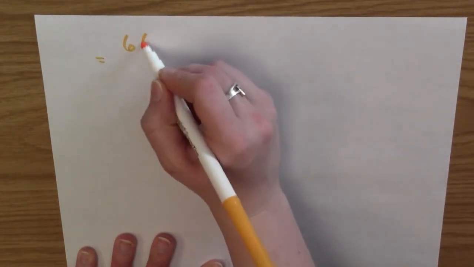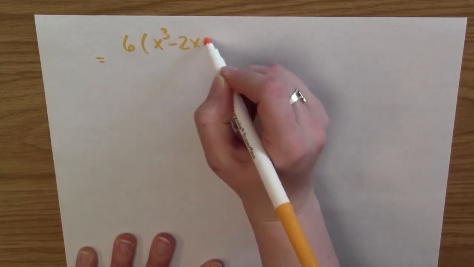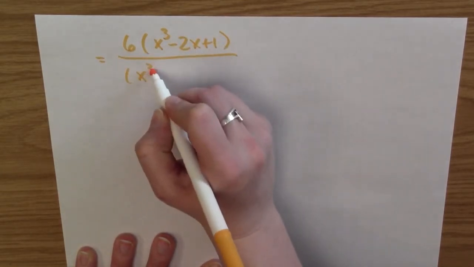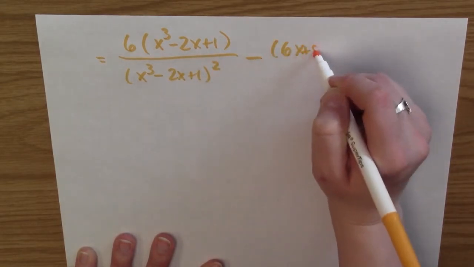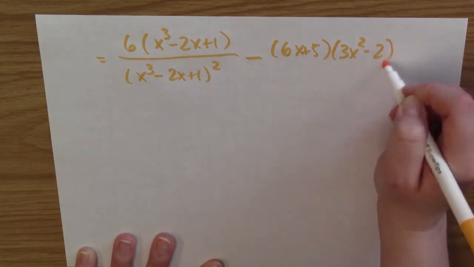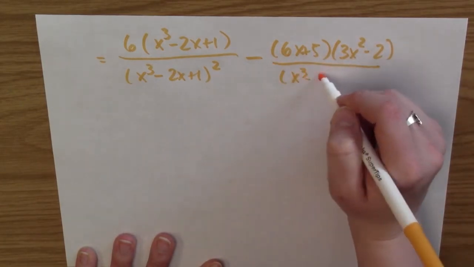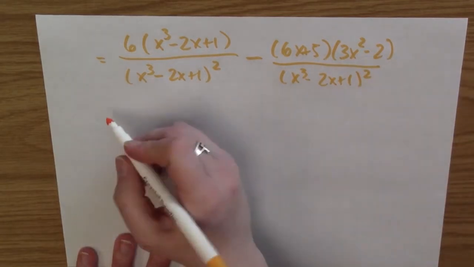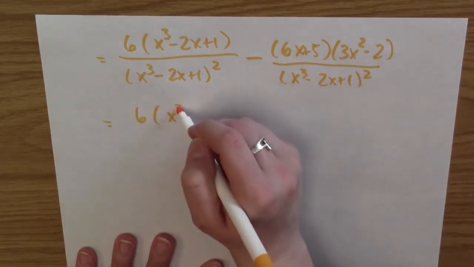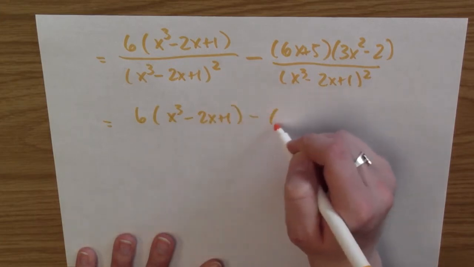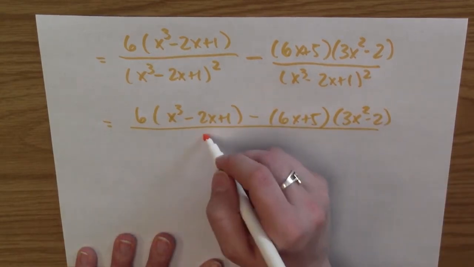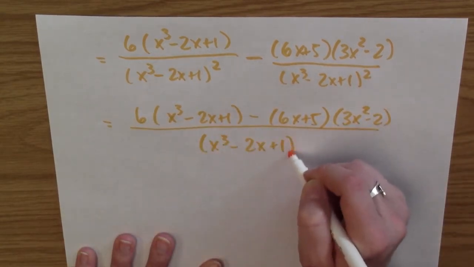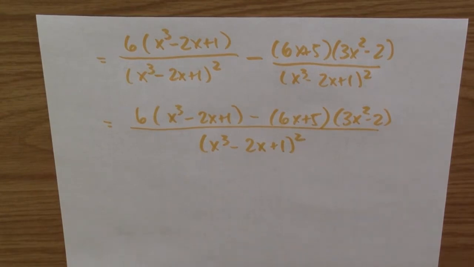Now I have that the derivative is equal to 6 times x cubed minus 2x plus 1 all over x cubed minus 2x plus 1 squared, minus that other term, which was 6x plus 5 times 3x squared minus 2 all over x cubed minus 2x plus 1 squared. Well, now the denominator is the same, so I could combine 6 times x cubed minus 2x plus 1 minus 6x plus 5 times 3x squared minus 2 all over x cubed minus 2x plus 1 squared. And you should check that if you had used the quotient rule on this problem, this is exactly the form that you would get.